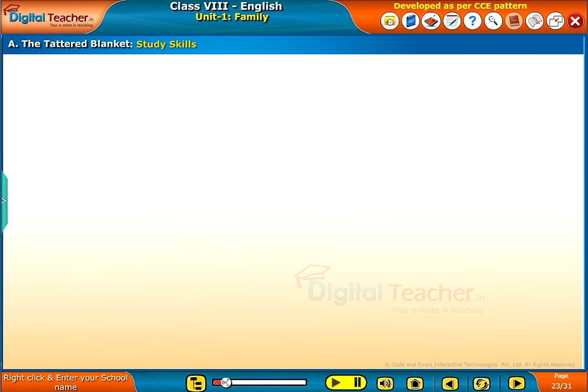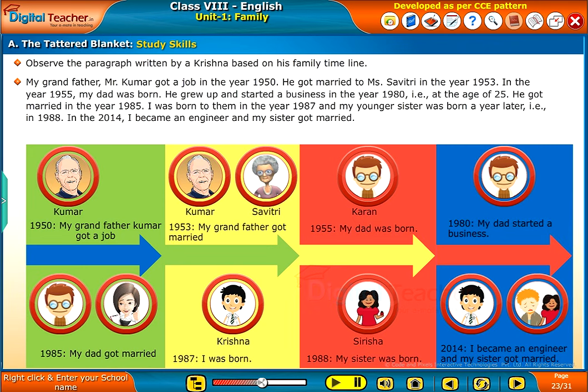Study skills. Observe the paragraph written by Krishna based on his family timeline. Now, prepare your own family timeline and write a paragraph using the details.